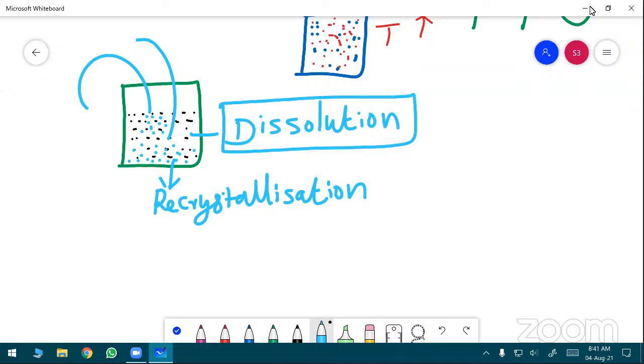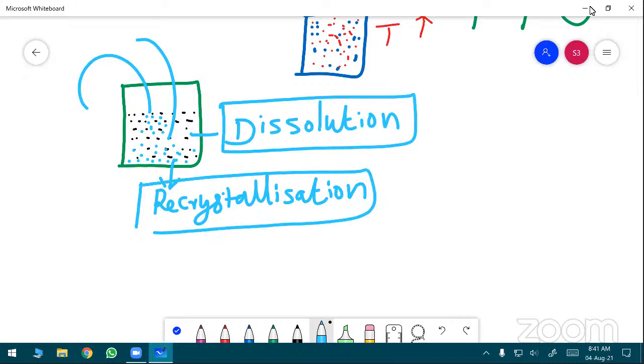Dissolution means when you add a solid solute into the liquid solvent, they start dissolving. You cannot see any solid particle. When you add sugar into the water, at first you cannot see the sugar because it is dissolved into the water. That is called dissolution. Upon adding more sugar, finally you can see sugar particles at the bottom of the tumbler. That is called recrystallization.